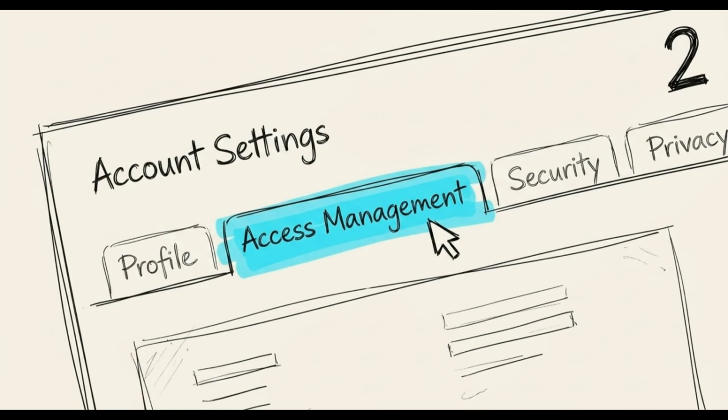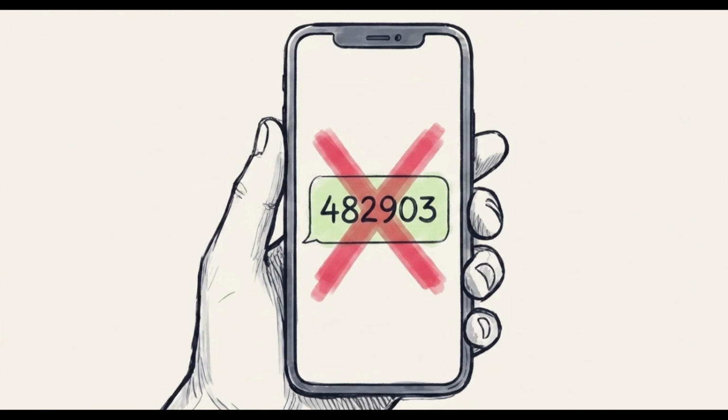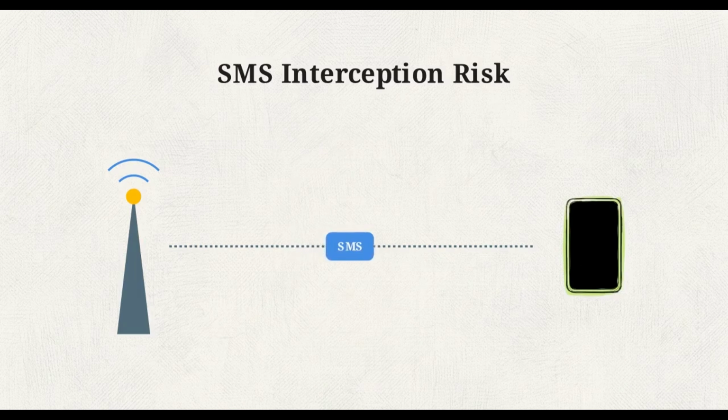Step 2 is the multi-factor authentication upgrade. Navigate to the security or sign-in options page in your account. If you are using SMS text messages for verification, you should switch to an authenticator app. Modern interception techniques make text messages less secure than app-based codes.